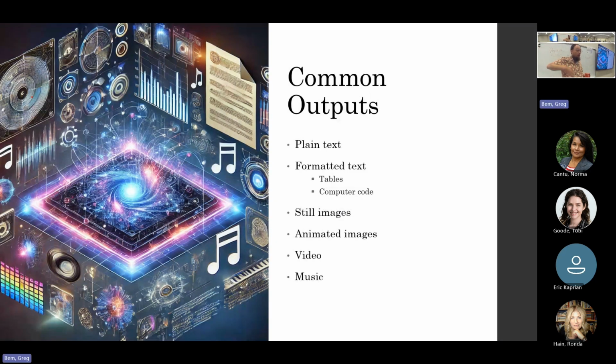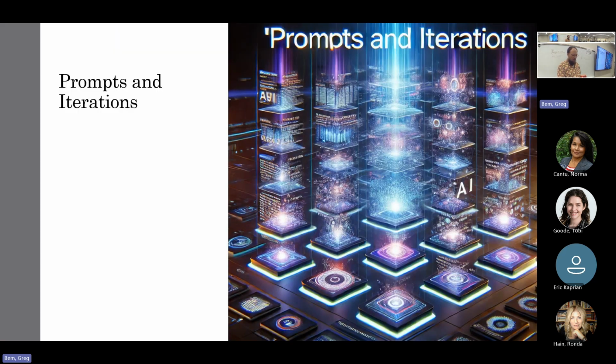So, but what is Gen AI? What is it actually generating? Gen AI often is providing plain text responses to your prompts, formatted text, still images, animated images, video, and even music. So again, it's generating content, and we'll see that when I do the brief demonstrations. And it's using what's called prompts and iterations.